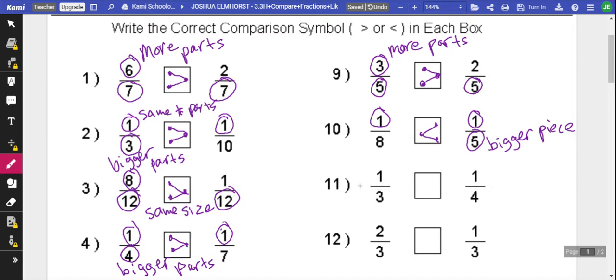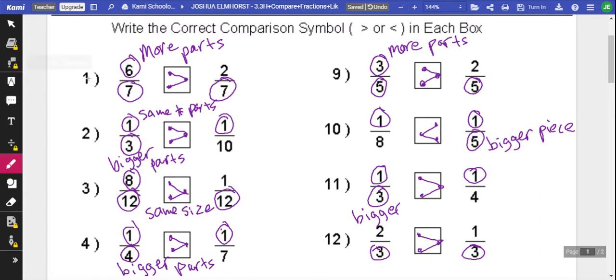And then let's see, for 11, so we got same right here, same pieces, but this one is cut up into less pieces, but they're going to be bigger pieces. Okay, so here we go. All right, and then just last one here for the examples. So 2 out of 3 is going to be greater than 1 out of 3. 1 piece out of 3.